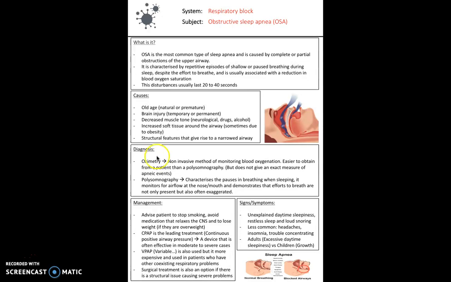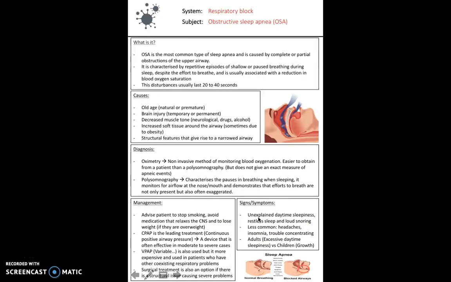In terms of management, the most effective management that is used at the moment is CPAP, so this is continuous positive airway pressure, which is a mask that patients tend to wear when they go to sleep. I guess it can be quite uncomfortable, but if it's going to allow them to get a good night's sleep, then they're going to do it, if they've been suffering that badly from it in the past.